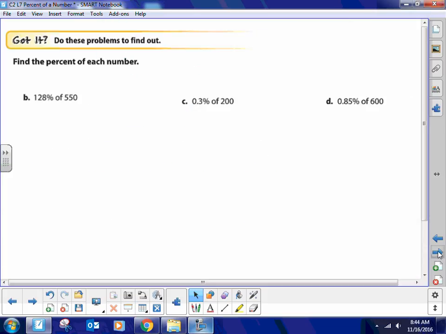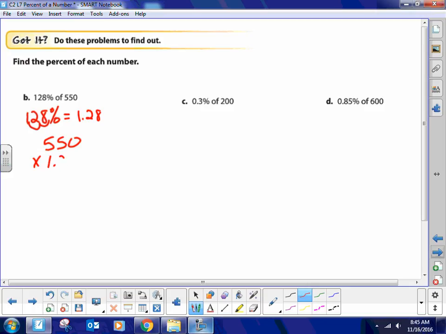Try these in any way that you want. Either use is over of, or use decimals, or use fractions. Try to do all these. I'll give you a second to pause the video. Pause. All right, I'm back. Okay, 128% is equivalent to 1.28. I take 550 and I multiply it by 0.128.